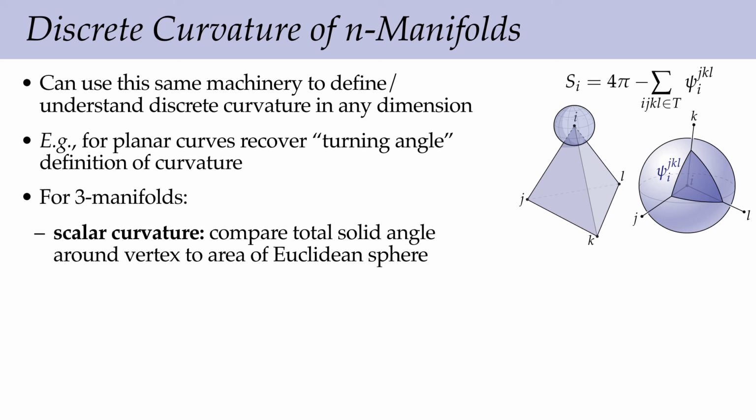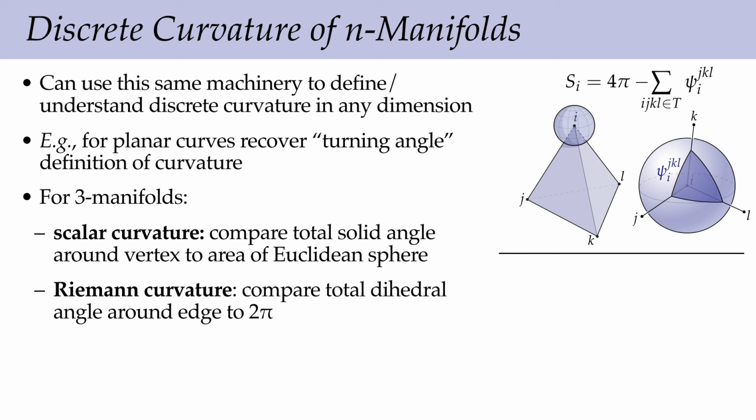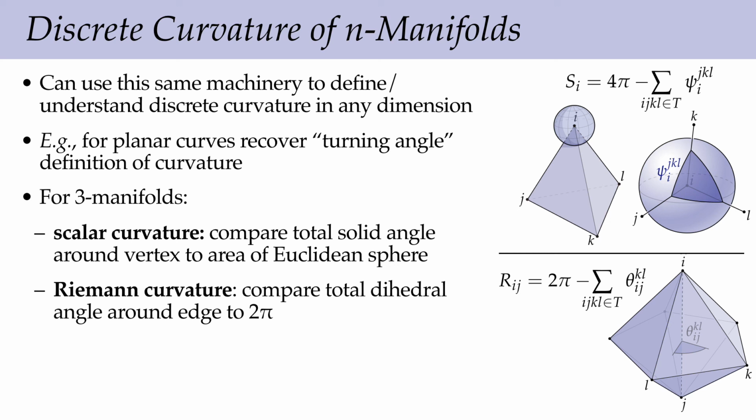Another notion of curvature you have for three manifolds is the Riemann curvature, which in the discrete case is just going to be the difference between 2 pi and the total dihedral angle around an edge. So again, you can imagine if I have tetrahedra in flat Euclidean three-dimensional space, then around a given edge, these dihedral angles should add up to 2 pi. We can measure the deviation from 2 pi to get a sense of how curved this thing is. So R_ij, the Riemann curvature associated with edge ij, is 2 pi minus the sum over all tetrahedra containing edge ij of the dihedral angle at edge ij in tet ijkl.